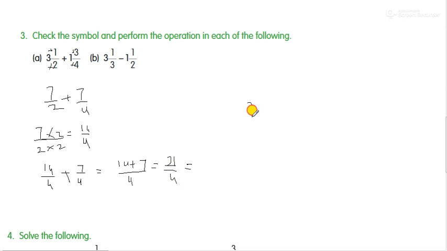Now here divide it. 4 ones are 4, 4 twos are 8, 4 threes are 12, 4 fours are 16, 4 fives are 20. Now the remainder is 1. So here the quotient and the remainder is 1 and the divisor is 4. So I have made it into a mixed number.